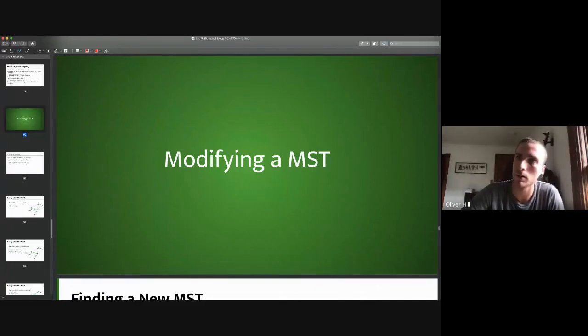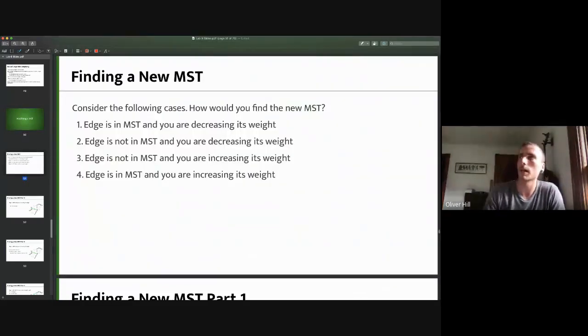But yeah. Okay, modifying an MST. We just want to think about a few cases in which we have an MST and someone updates an edge weight, and what do we have to do for our MST? So the edge is in the MST and you're decreasing the weight. It's not in the MST and you are decreasing the weight. It's not in the MST and you're increasing the weight, and it's in the MST and you're increasing the weight.